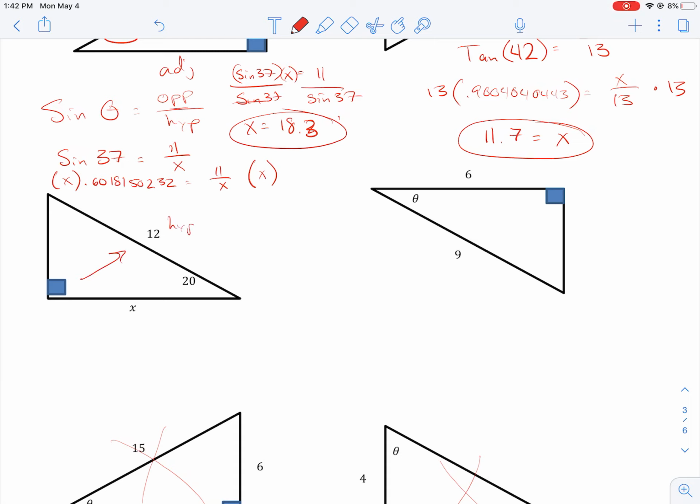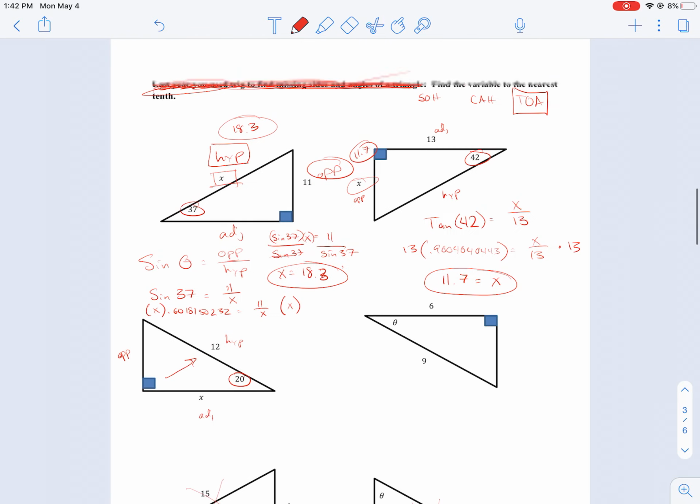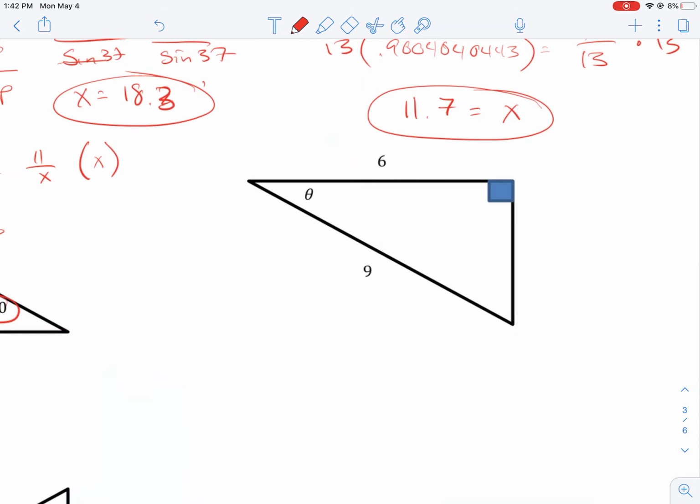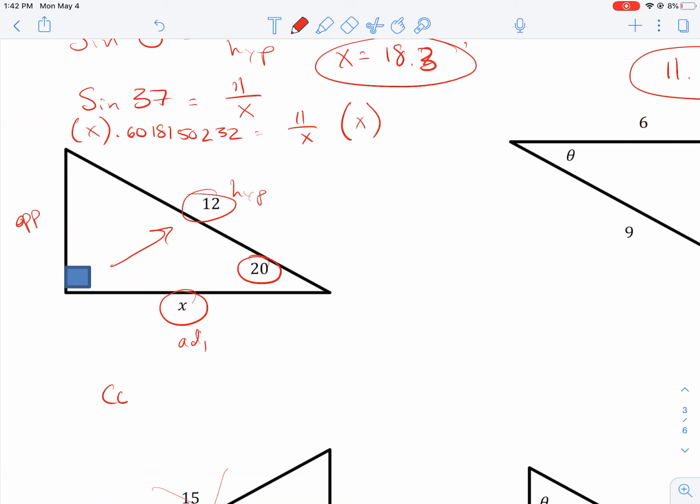This is our hypotenuse. Here's our angle. So this is going to be our opposite. And this one is our adjacent. So going back to our SOHCAHTOA rules. Okay, we're given an adjacent and a hypotenuse. So which one of these involves adjacent and hypotenuse? Well, that's going to be cosine. So the cosine of 20 degrees is equal to adjacent over the hypotenuse, which is 12.